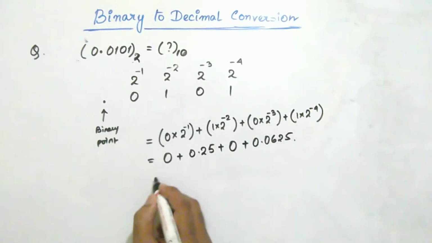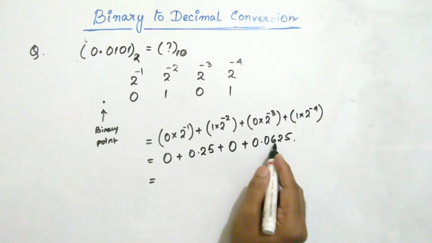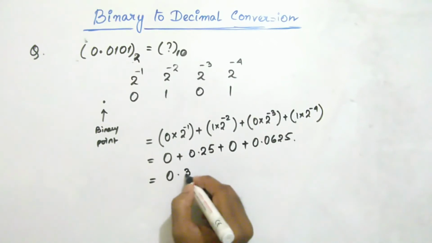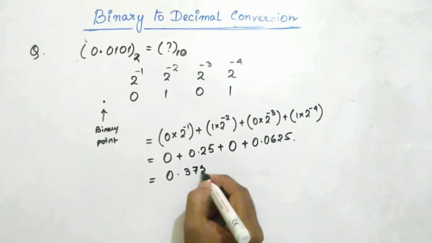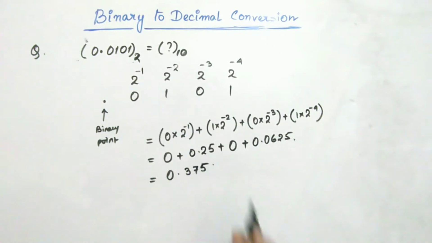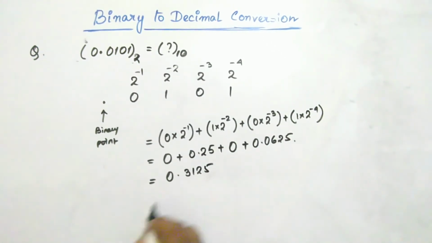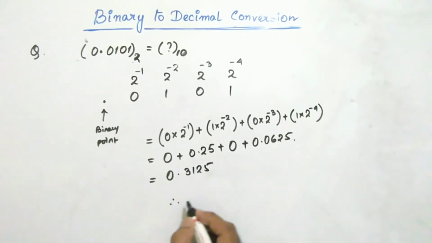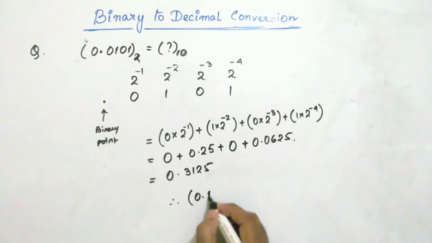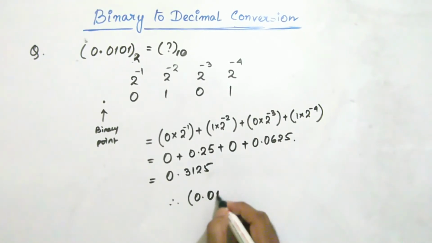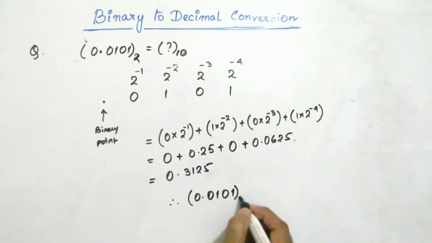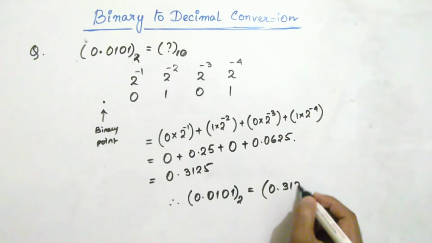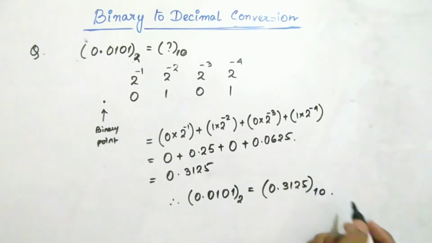0.0625. Now if we add these two, we will get the result as 0.3125. So therefore the decimal equivalent of the binary number 0.0101 will be 0.3125. This is our answer.